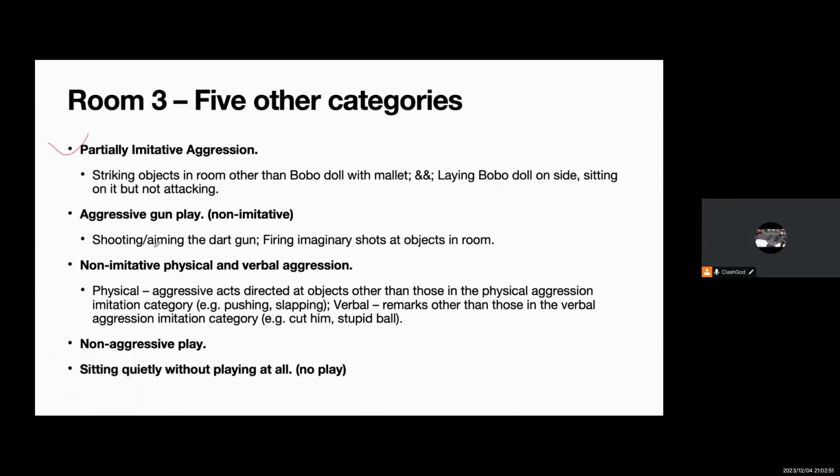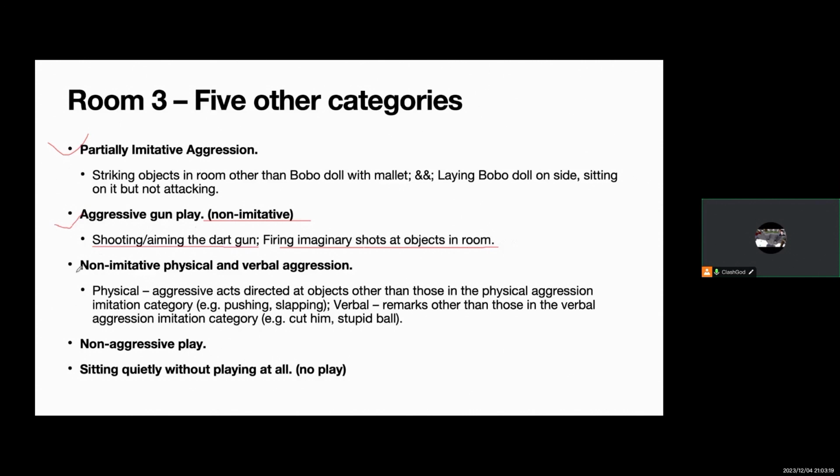Aggressive gunplay is a non-imitative one. Aggressive gunplay also counts as aggressive, but that's not complete imitation. So what does aggressive gunplay include? Shooting, aiming the dart gun, or firing imaginary shots at objects in the room. Not much I can say here, just memorization.